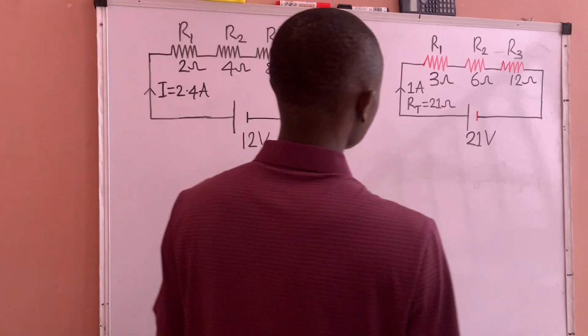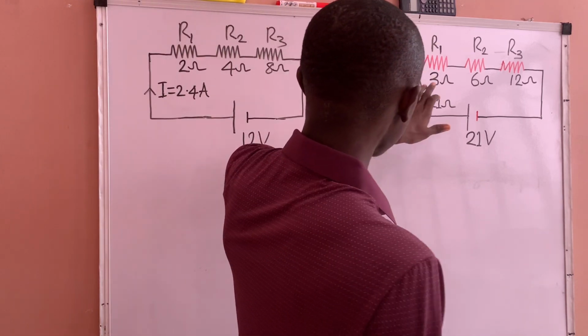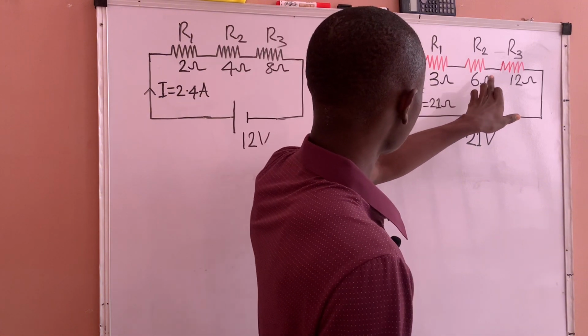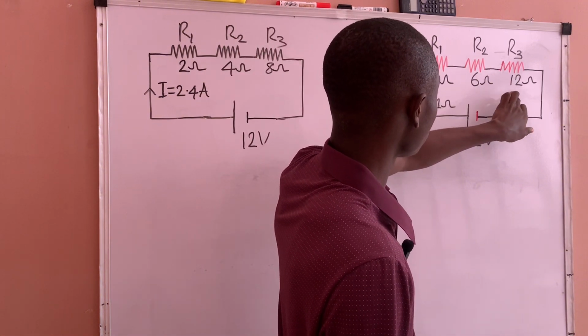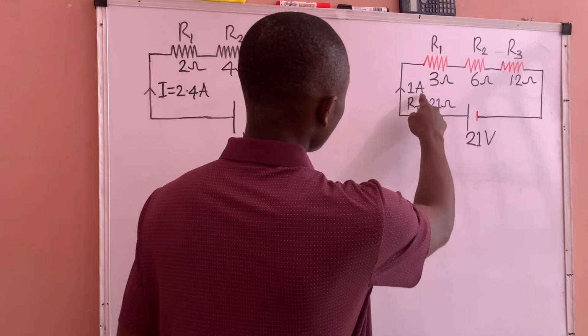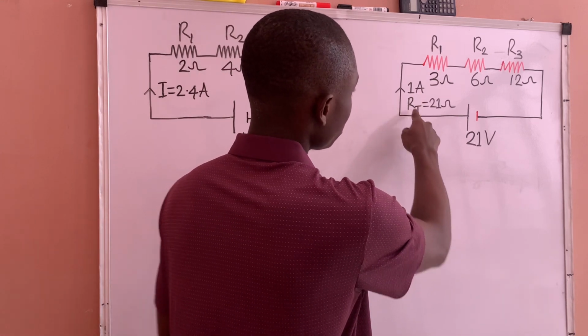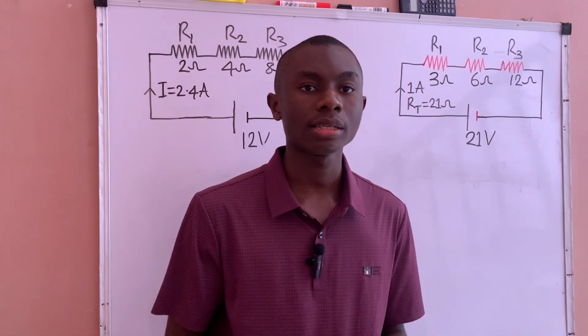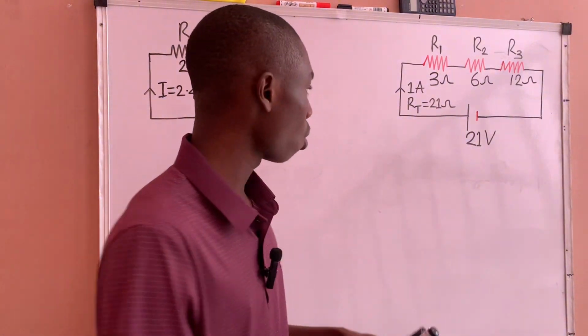Okay, let's solve this example. In this circuit, we are given that the resistor R1 is 3 ohms, R2 is 6 ohms, and R3 is 12 ohms. The total supply current is 1 amp, and the total resistance is 21 ohms.